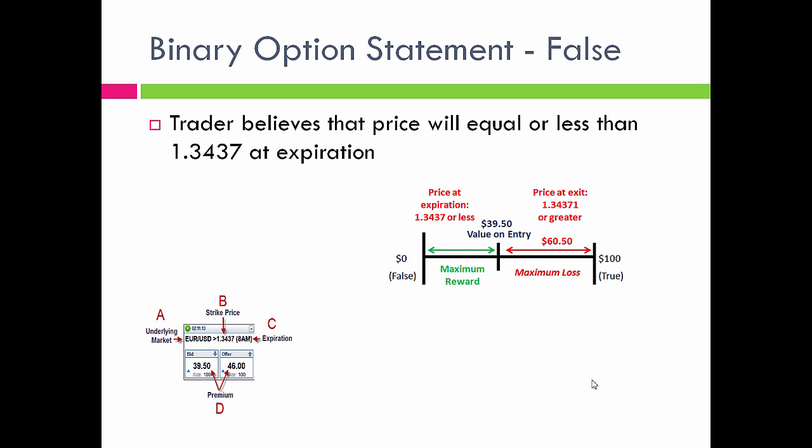What about if he thinks the statement to be false? In that case, again, going back to the option statement over here, the bid is $39.50. That's the maximum profit that he can make. To determine the risk, you subtract $39.50 from 100, and that gives you a risk of $60.50. That is what is paid on entry. If at expiration price is in fact at 34.37 or less, then the maximum reward on this trade is $39.50. However, if price at expiration is greater than 34.37, meaning it has to be at least 34.37.1, then the trader loses the $60.50 that he paid on entry.